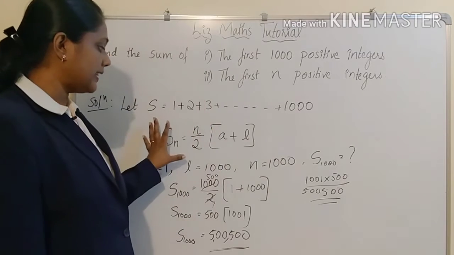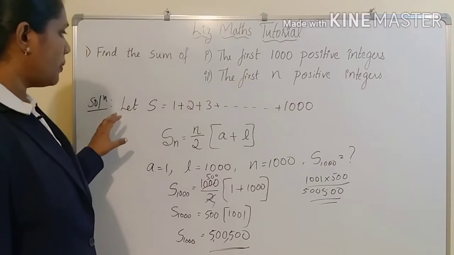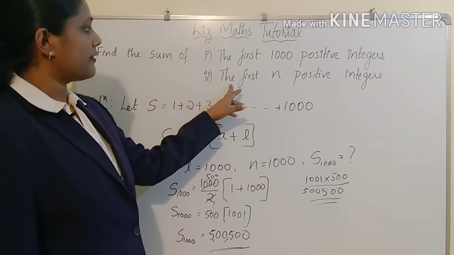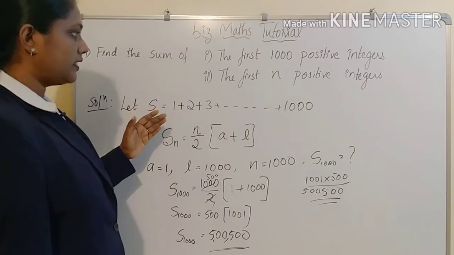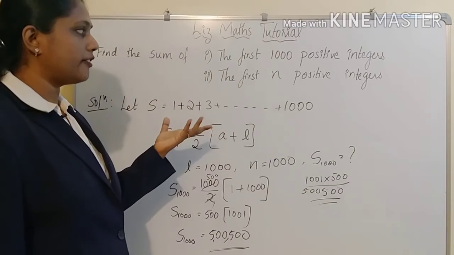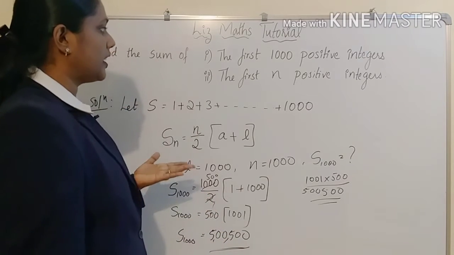So at that time you have to use this formula. I hope you understood. So what does the second one say? The first n positive integers you have to find out. See, here they have not given what n is.